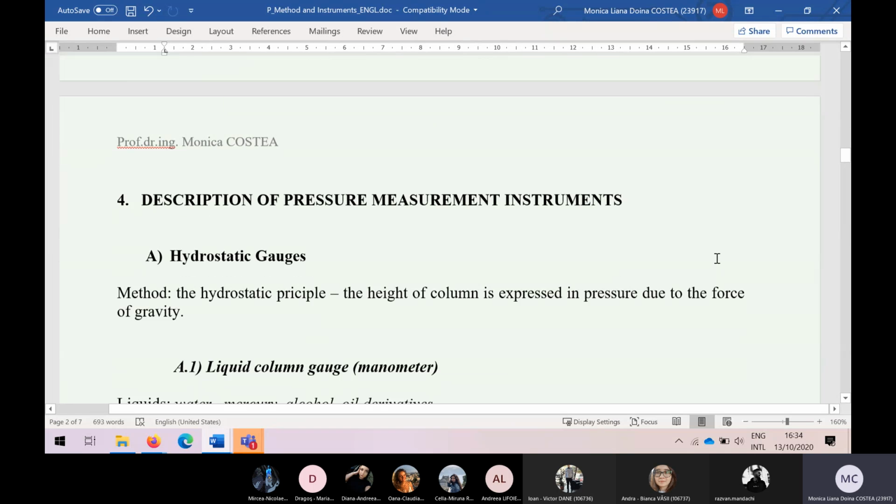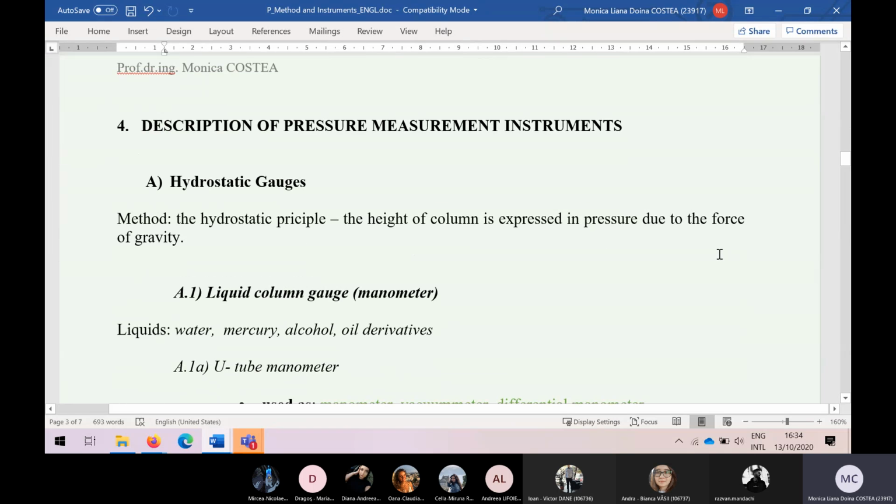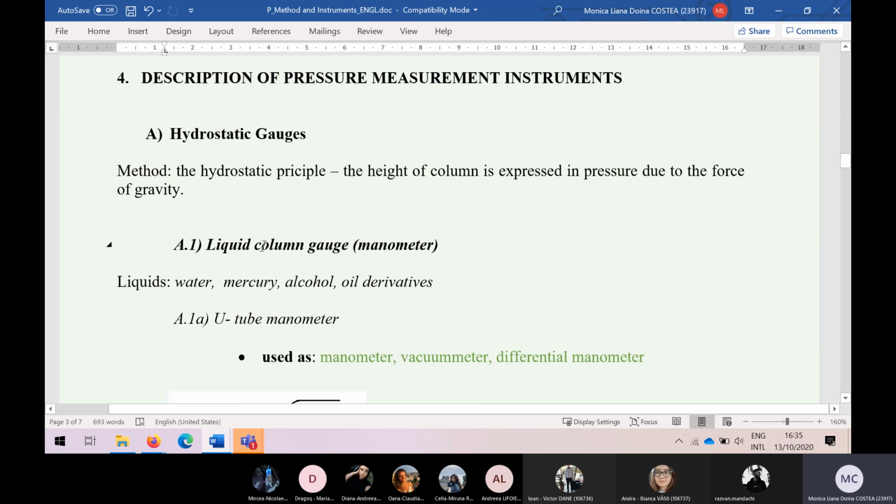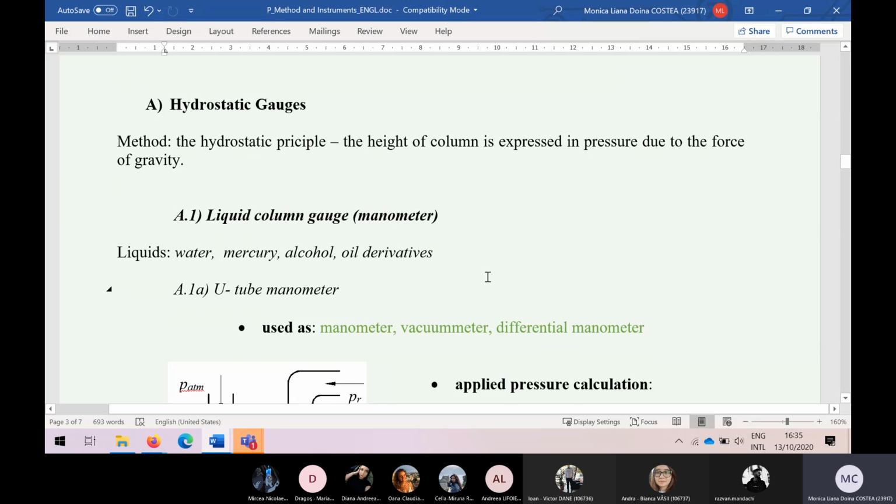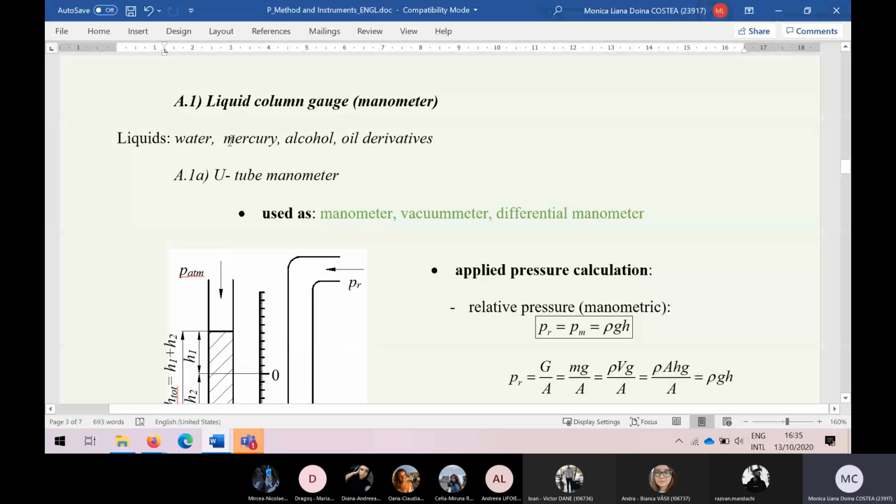The description of the instruments, we start with the hydrostatic gauges, mentioning that what is interesting, or what's the answer of the instrument, is the height of the column that is created due to the force of gravity and in correlation, of course, with the pressure that is to be measured. Instruments belonging to this category are the liquid column gauges, using either water, mercury, alcohol, or oil derivatives.